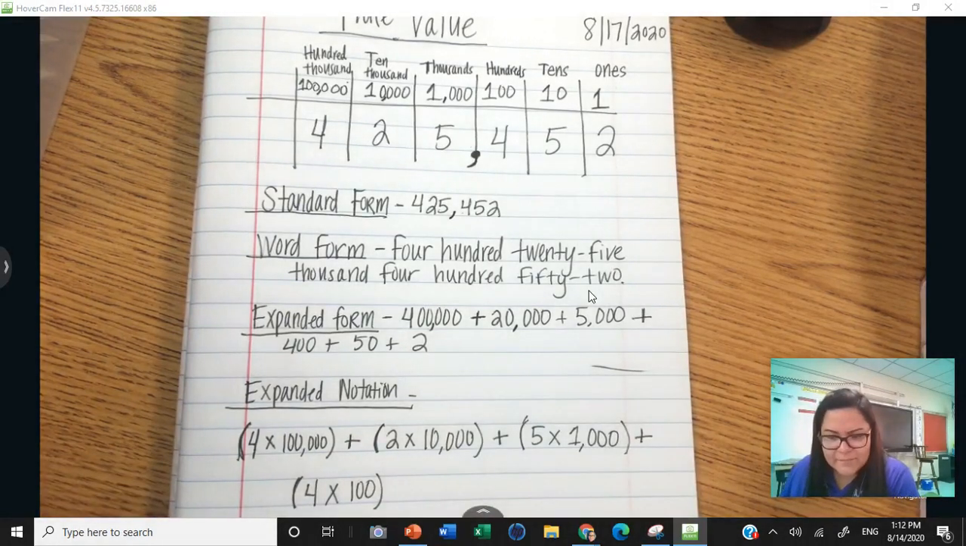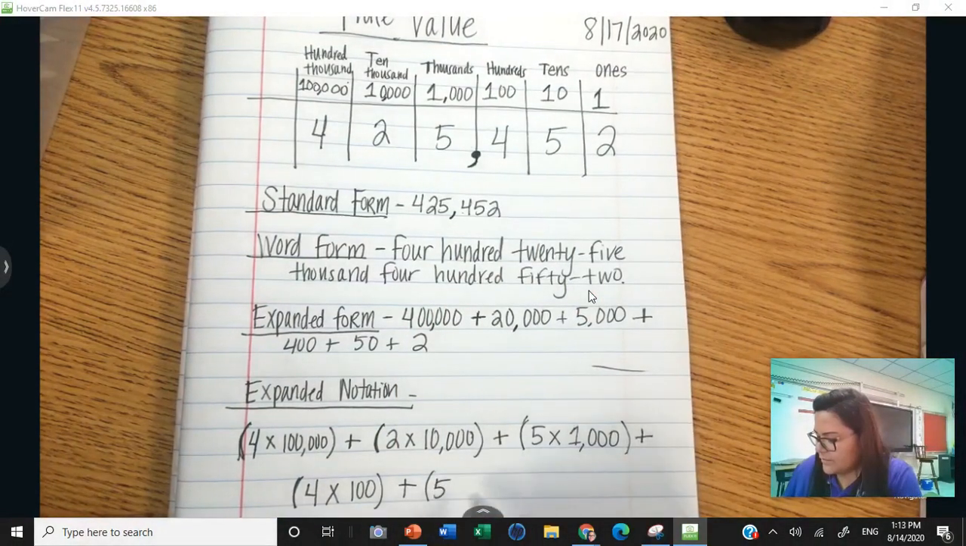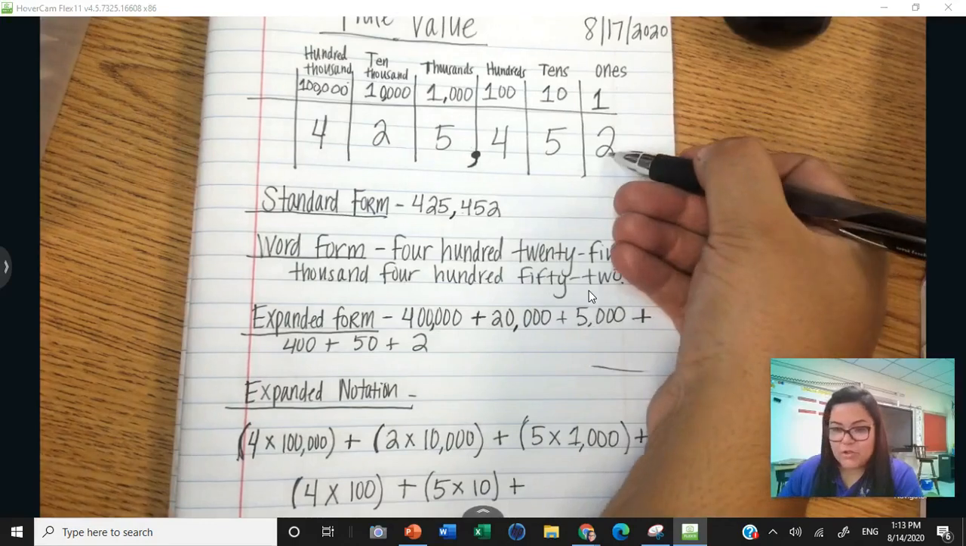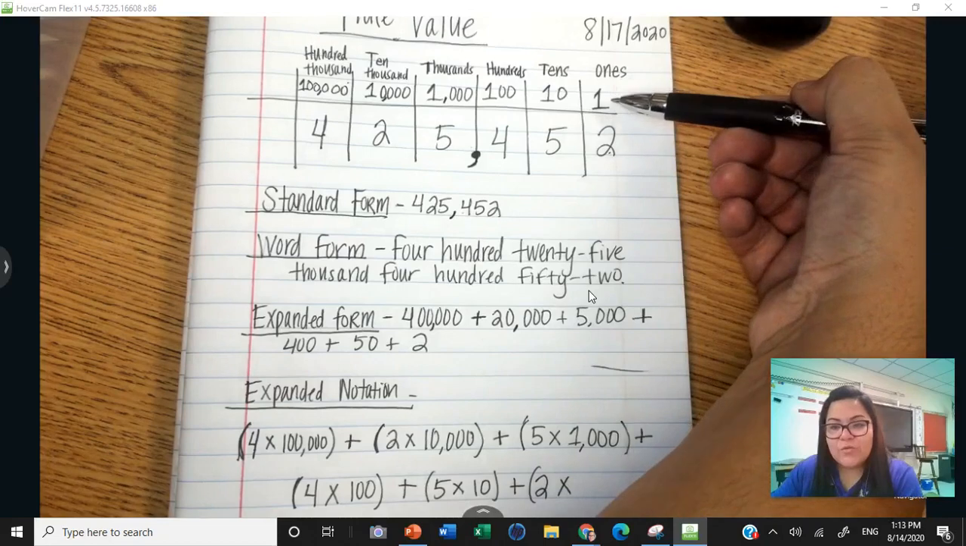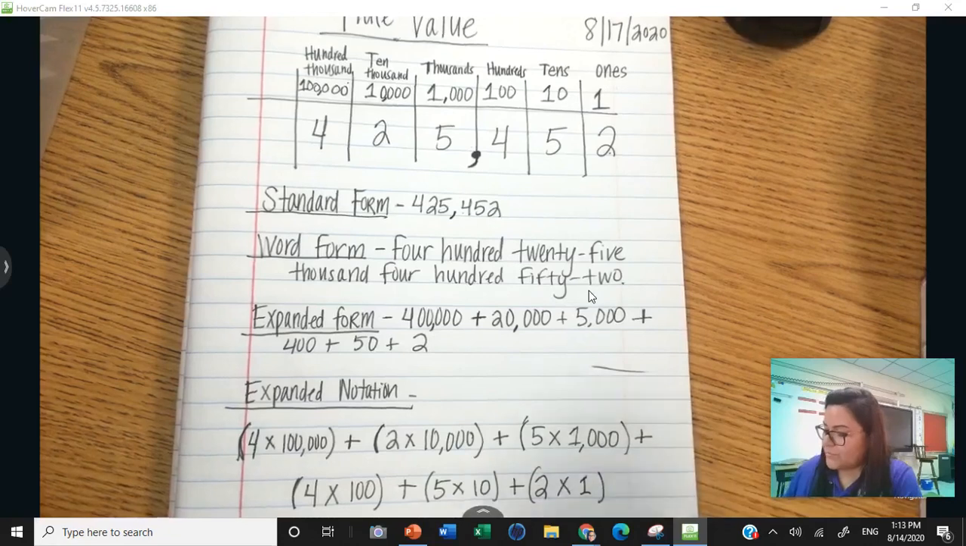What's next? You're right, plus sign. Are we done? No, we still need the 5 and the 2, right? So 5 times, what place value is the 5 in? 10. So 10, and then lock it up in a parenthesis so that it doesn't escape. And the last one, we have the 2 times, what place value is the 2 in? You're correct, in the ones place. So times 1, parentheses.